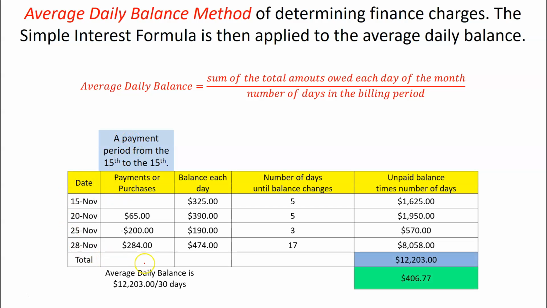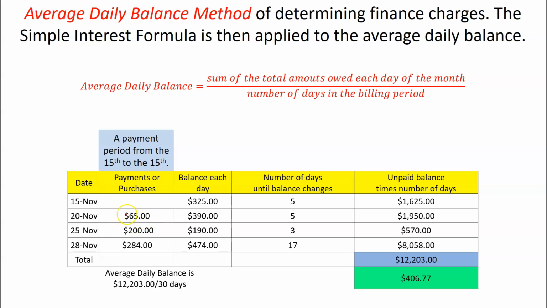I like to use this chart. It doesn't mean you have to use this chart, but this is what I tend to do. Now let me explain what you're looking at here. This one that I'm going through, it goes from the 15th to the 15th. Okay, so 15th of November would be the first day of a new billing cycle. And this chart tells me that they had $325 that remained on their credit card that they didn't have paid off. Okay? Then on the 20th, so 5 days later, they bought something.